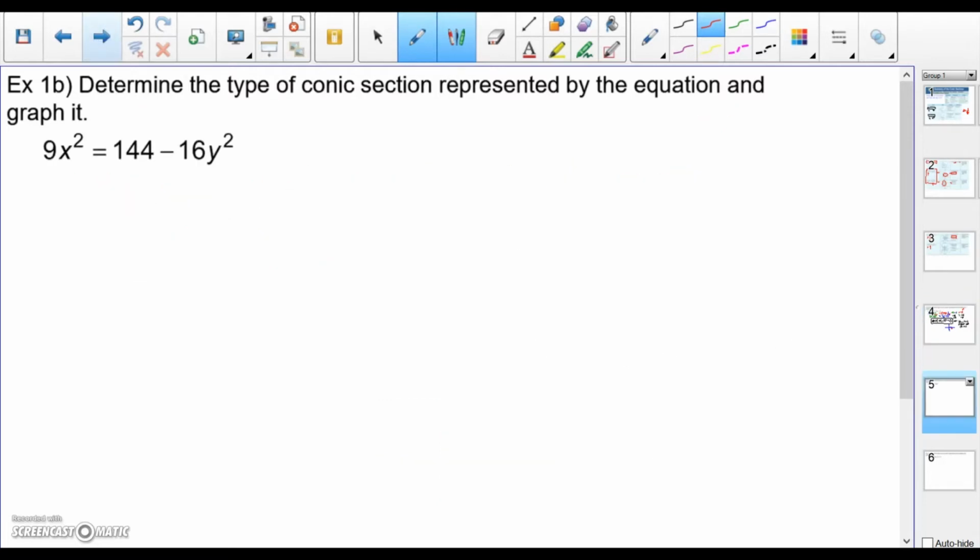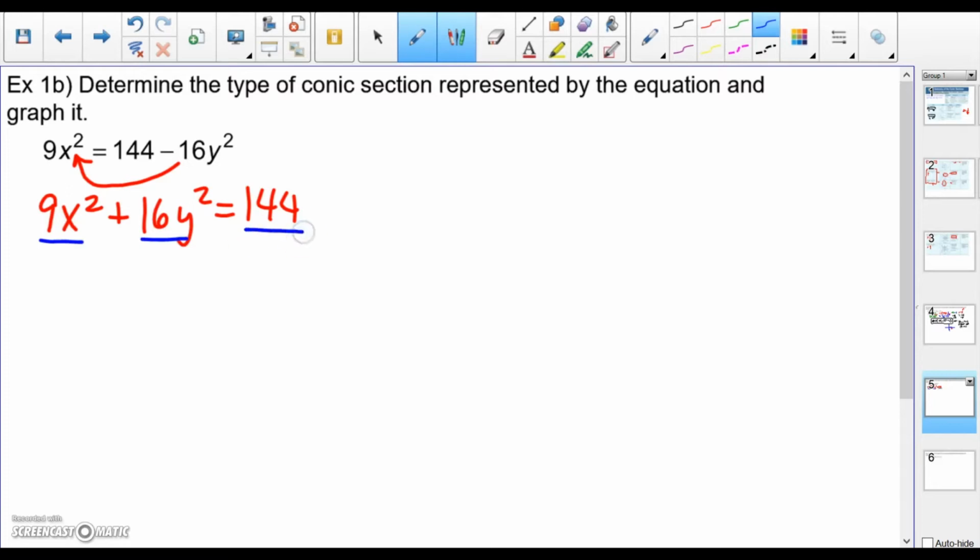Example 1b, determine the type of conic section and graph it. So we want to try and put it in standard form, and so that means I'm going to add this 16y squared over. I see 9x squared plus 16y squared equals 144. So again, the fact that both variable terms are positive tells me that it's either going to be a circle or an ellipse. They're both x squared, y squared. That's not a parabola. They're both squared, so that's either going to be a circle or an ellipse. But it would only be a circle if these two numbers were the same. If they're different, I'm thinking it's going to be an ellipse, and I need the right side equal to 1.